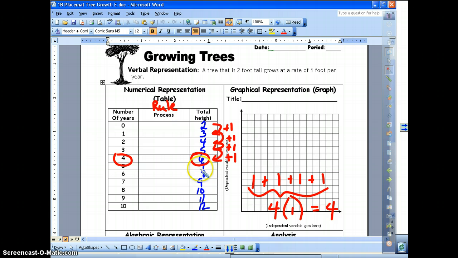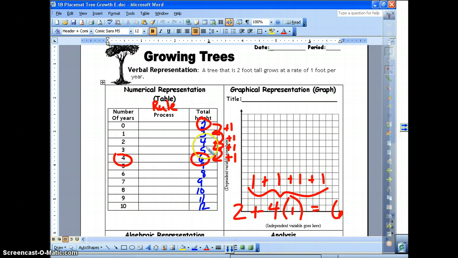Its total height is 6. Why is it not 4? What's going on here? Oh yeah, I forgot. It started off at 2 feet tall, right? I have to add on to, let me change this up. In addition to the 4 feet of growth, I started off at 2 feet tall, right? So that gives me 6.